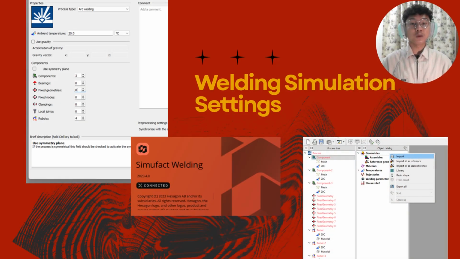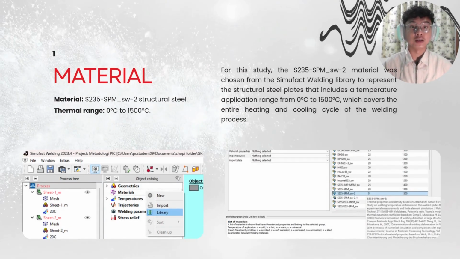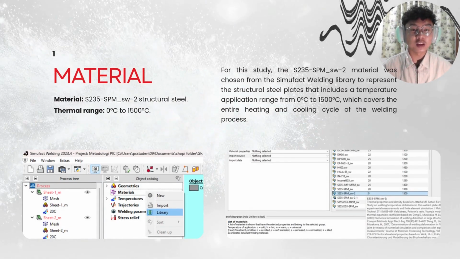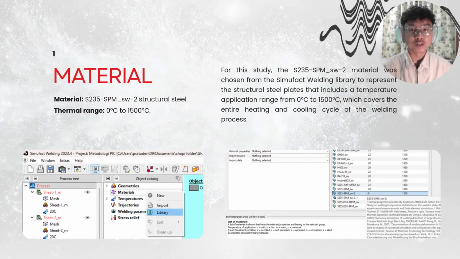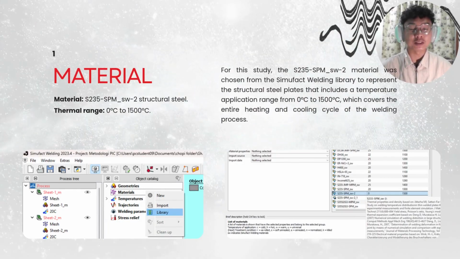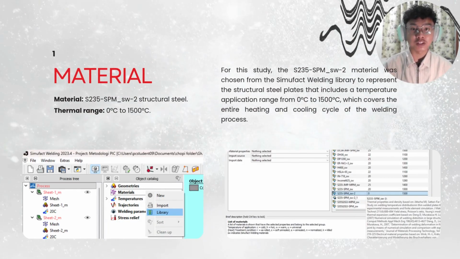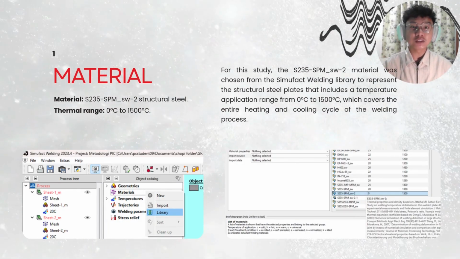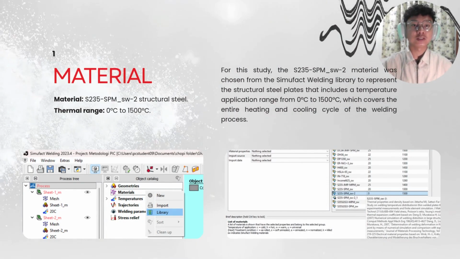Now, I'm going to be explaining the settings used for our simulation. The material chosen for this study is the S235 SPM SW2 material, which is chosen from the Simufact welding library to represent the structural steel plates, and includes a temperature application range from 0 degrees to 1,500 degrees Celsius.